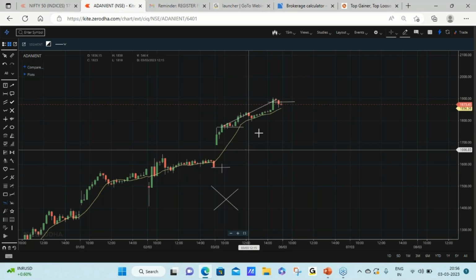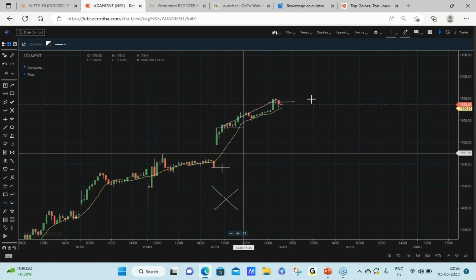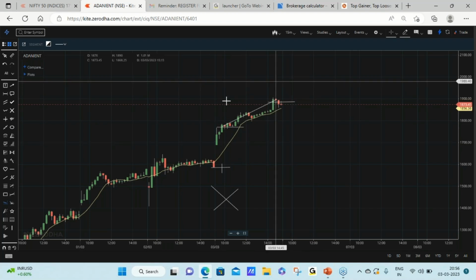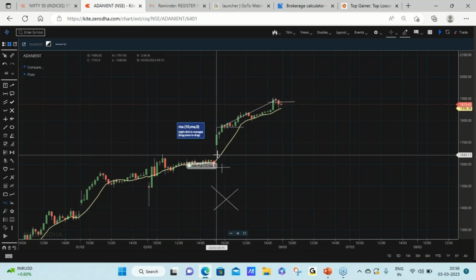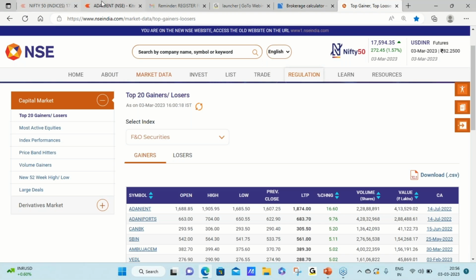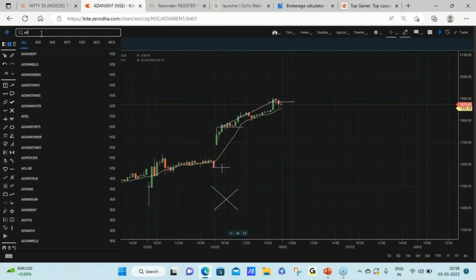At least, see what I'm trying to tell you. At least you guys are not taking any put option when the trend is bullish. We should always go according to the trend, never against the trend. Okay, which is the second stock? Adani Ports. Let me just check Adani Ports.